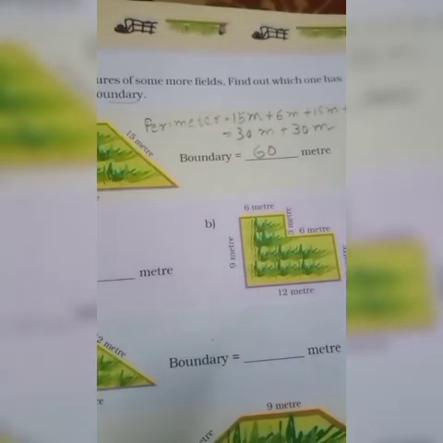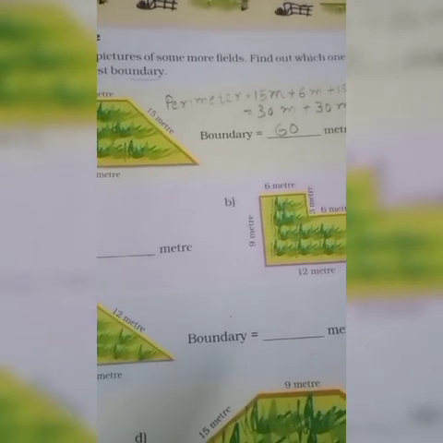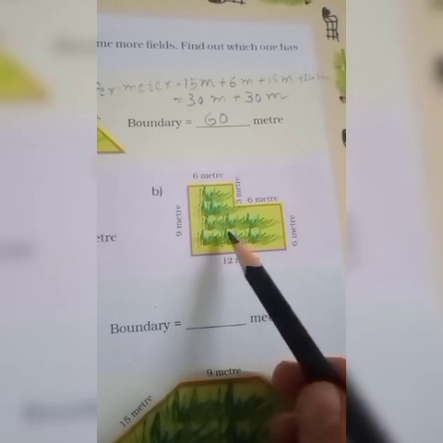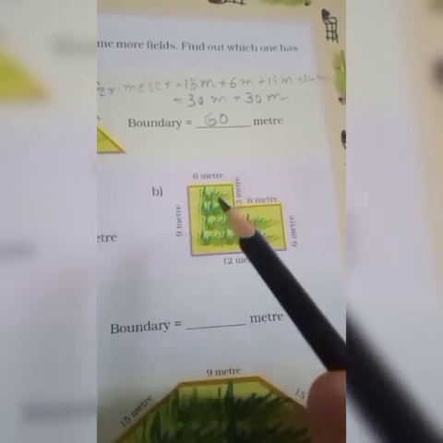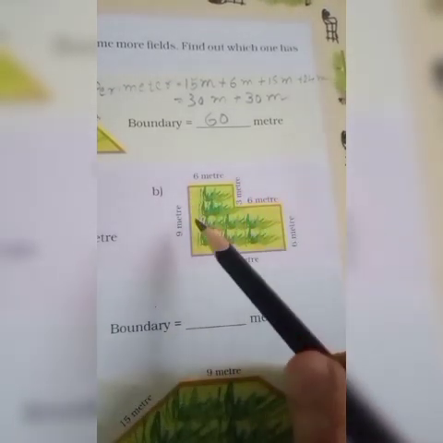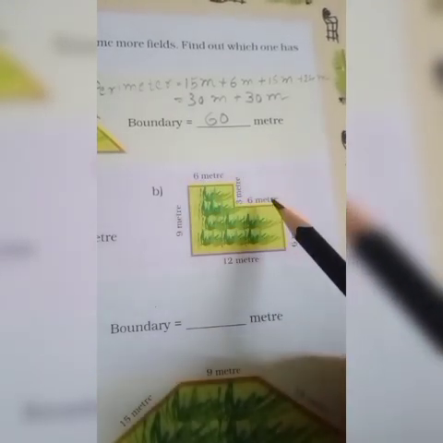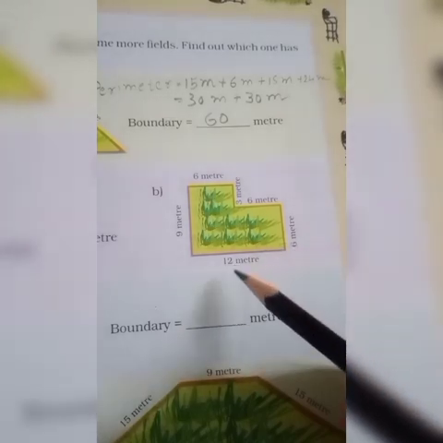By adding all the sides given of the figures. Clear? Okay, now let's see question number B. We have to find out the boundary of this figure B, right? So let's see the dimensions: 9 meter, 6 meter, 3 meter, 6 meter, 6 meter, 12 meter.